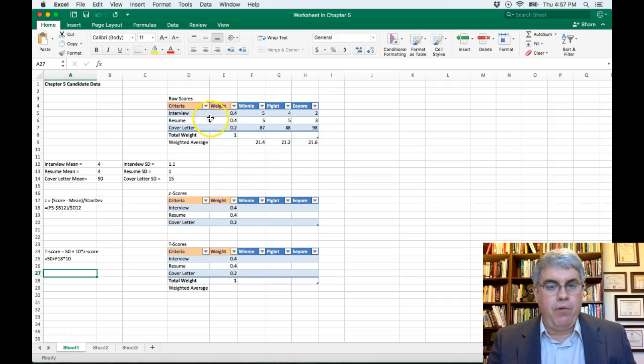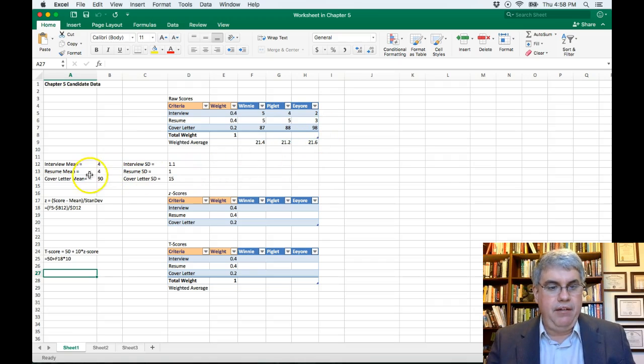Now, we want to weight these so that the interview and the resume are worth more, and the cover letter is worth the least. So we would expect that since Winnie and Piglet both did better than Eeyore on the interview and resume, they would have the highest weighted average. But no, when we calculate the weighted average, it turns out that Eeyore has the highest weighted average. And why is that? That's because for the cover letter, the standard deviation is so much larger.